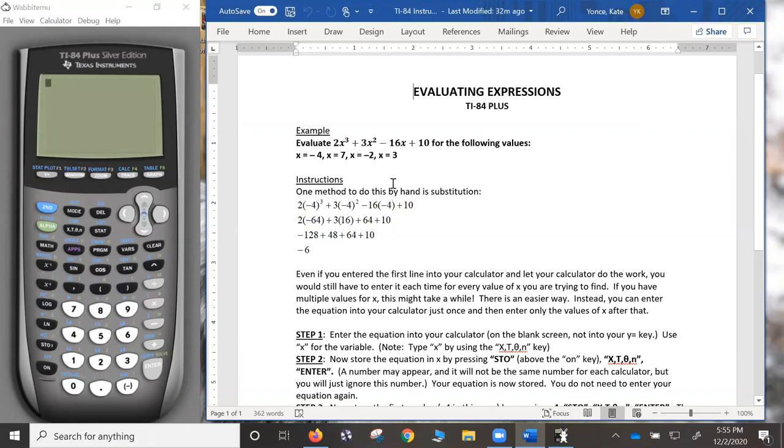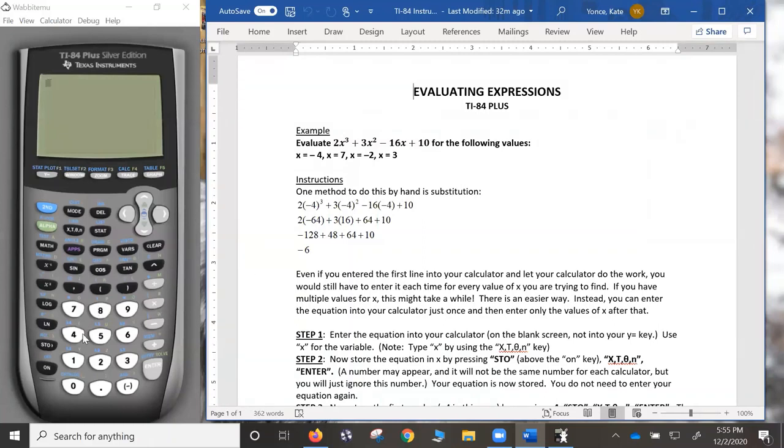So another method to do this on your calculator is we could input this equation right here into our calculator and store it so that we don't have to input it again. And then after that, all we have to do is put in -4 and get our value, and put in 7 and -2 and so forth.